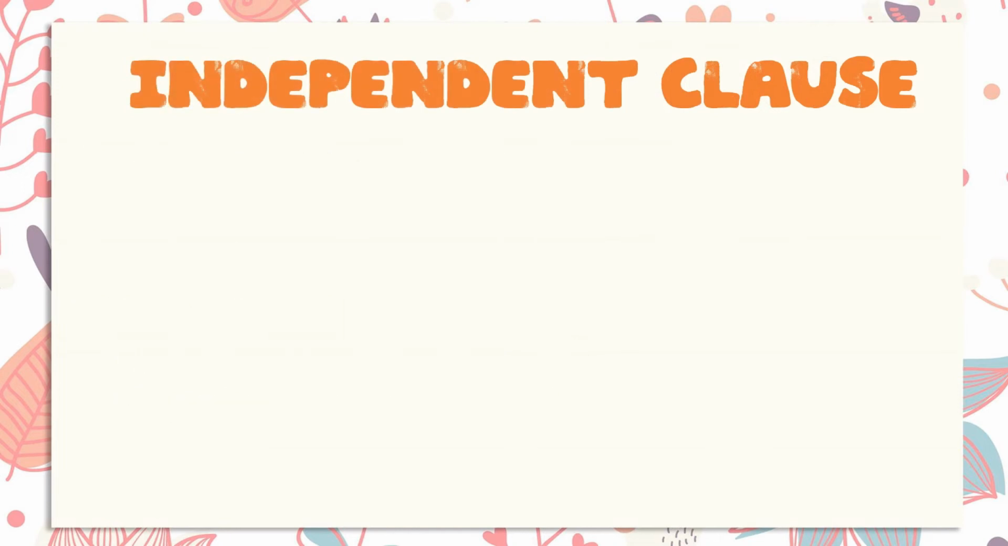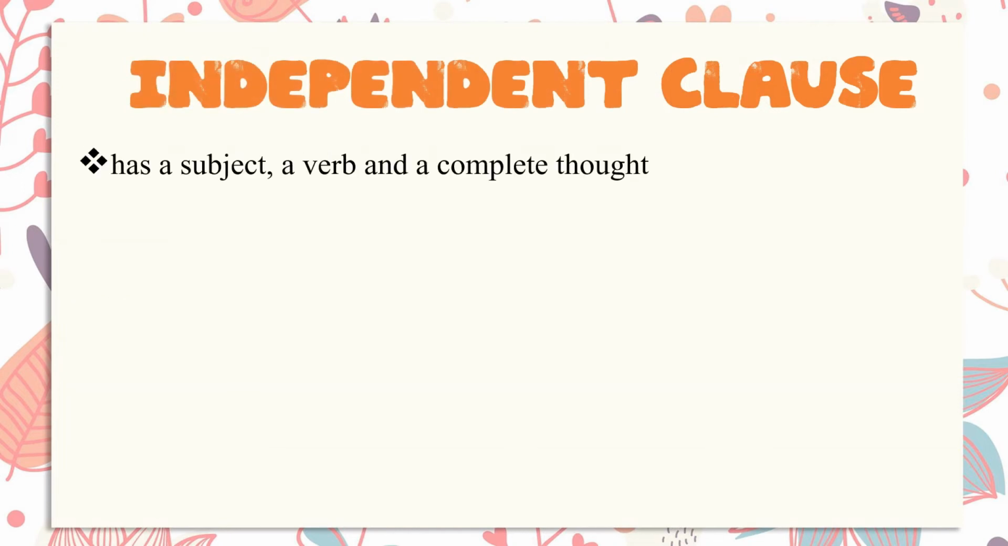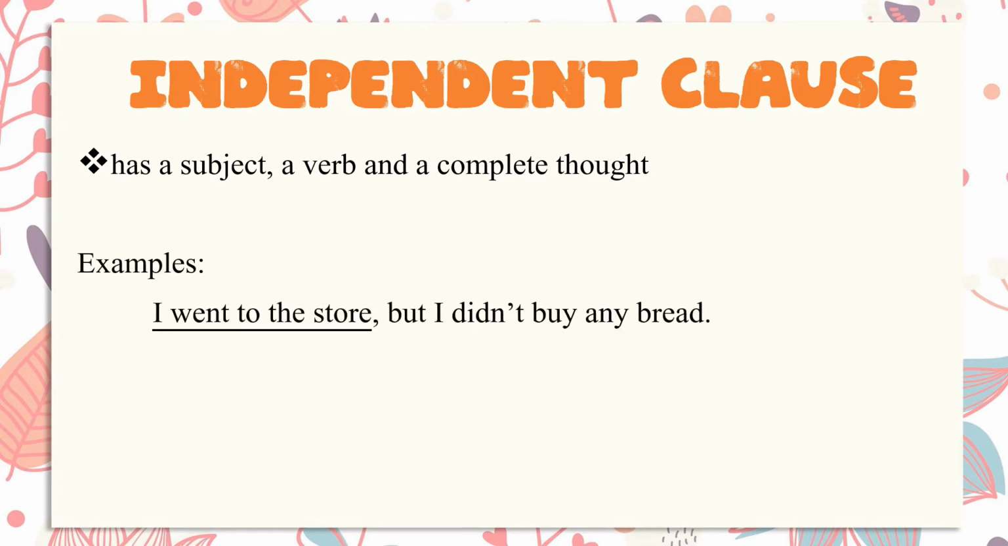Let us now focus on the independent clause. An independent clause has a subject, a verb, and a complete thought. For example, I went to the store but I didn't buy any bread. The underlying group of words I went to the store is an example of an independent clause because it has the subject I and the verb went. It also has a complete thought or idea which we can understand clearly.